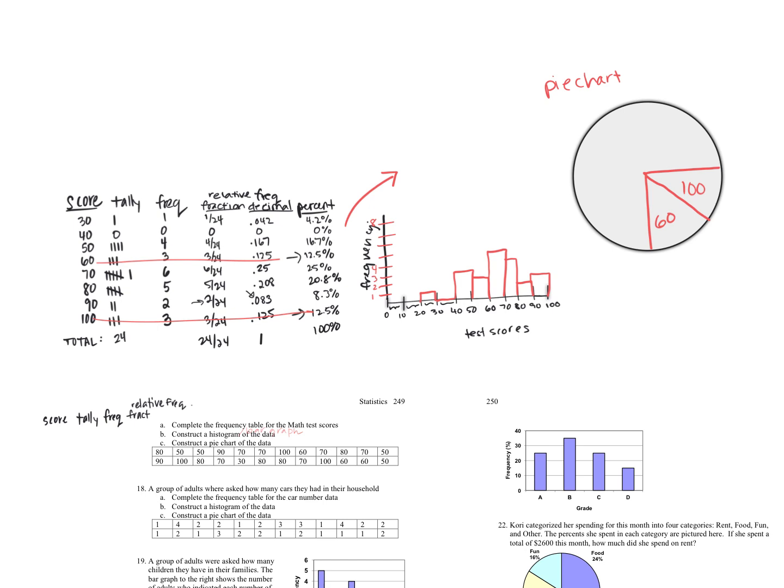And then what else do I recognize? Let's see. Oh, there's a full 25% at 70. So that whole chunk got 70. We got 20.8% got 80. So that's a little less than that chunk. So I'm going to just make a little less. And that would be the people that got 80 because that was 20.8%.